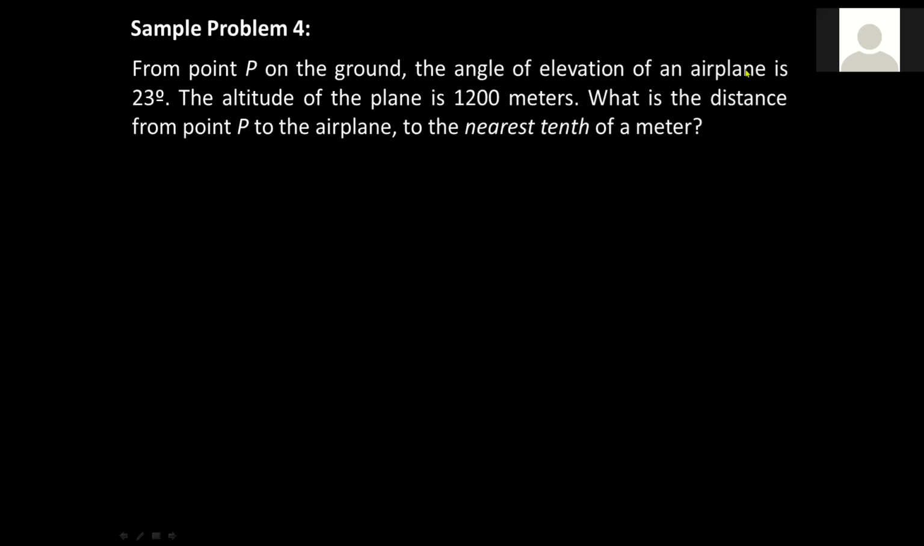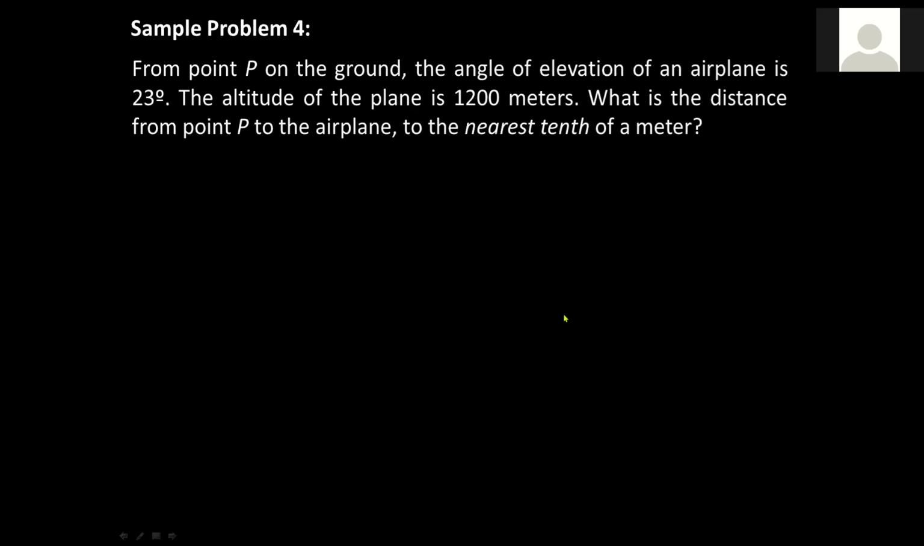Okay, let's proceed. Sample problem number 4. Pakibasa nga, Julius anak, ang sample problem number 4. From the point P on the ground, the angle of elevation of an airplane is 23 degrees. The altitude of the plane is 1,200 meters. What is the distance from point P to the airplane to the nearest tenth of a meter?